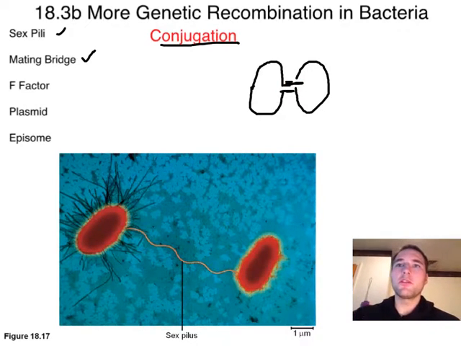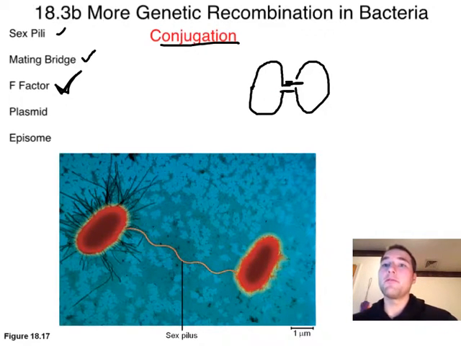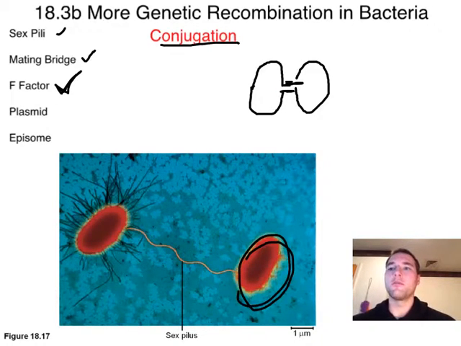Other terms that you'll see: something called the F factor, F standing for fertility. The F factor is basically the genetic sequence that codes for the ability to make a sex pilus. Okay, that's what the F factor is. And so if this bacteria here was the one that made the sex pilus, then it would contain the F factor, which allows it to do this whole conjugation thing.